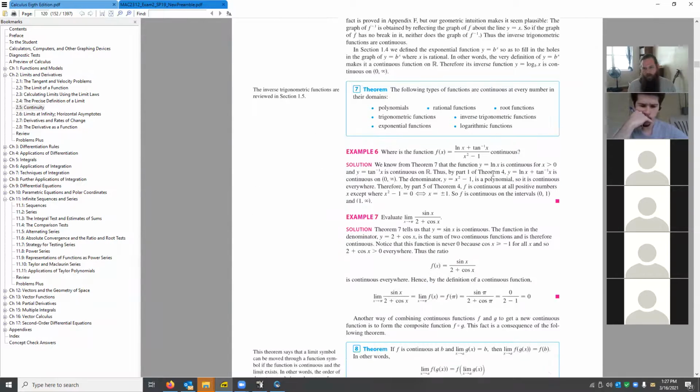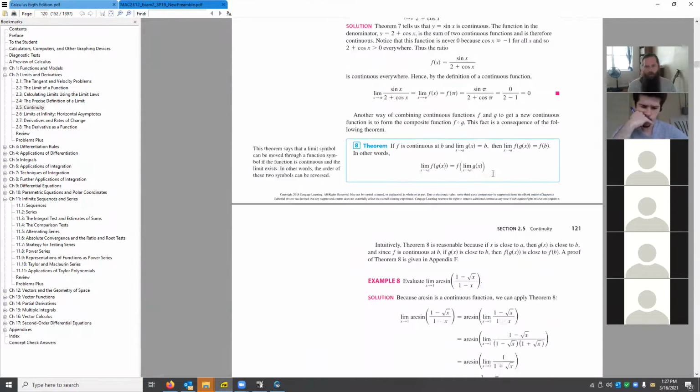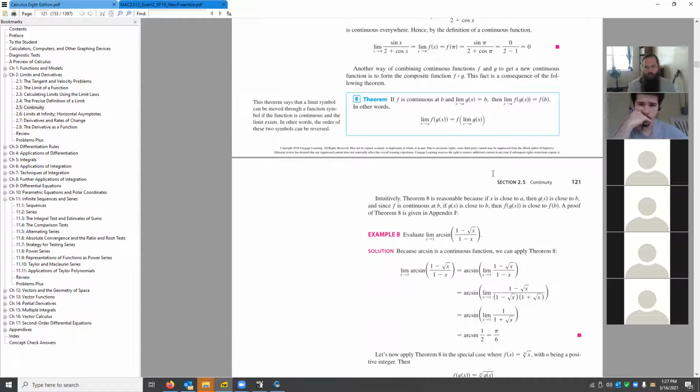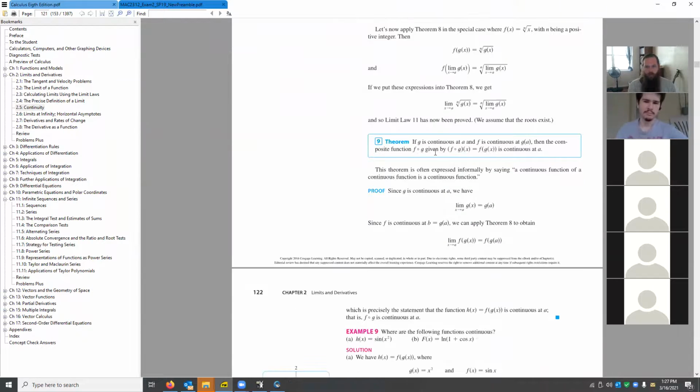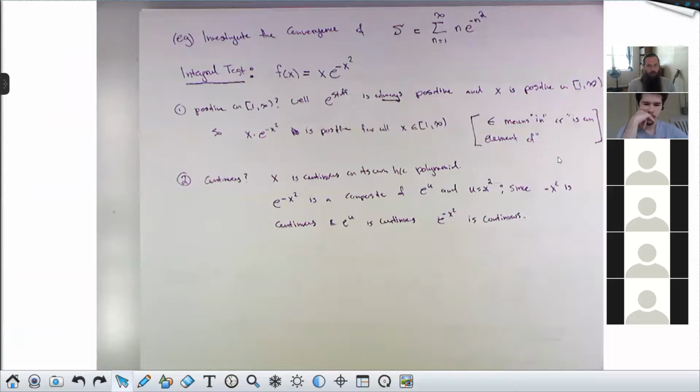And here is the good stuff. We've used that theorem in the past. Here we go. Composites of continuous functions are continuous. Those are the main arguments you're going to use in this section as you get through step 2 of your integral test. So what did we do?